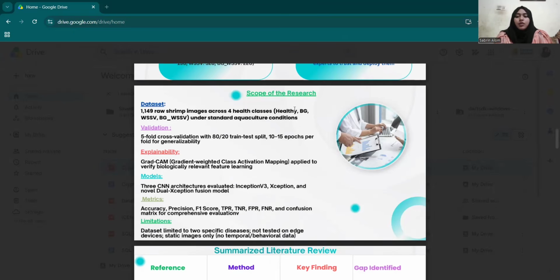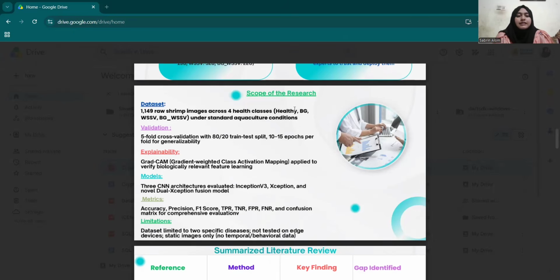And the second one is validation, to make sure the results are reliable. Here we used five-fold cross validation, meaning we trained and tested the data 5 different times on different portions of the data. Each fold runs for 10 to 15 epochs.